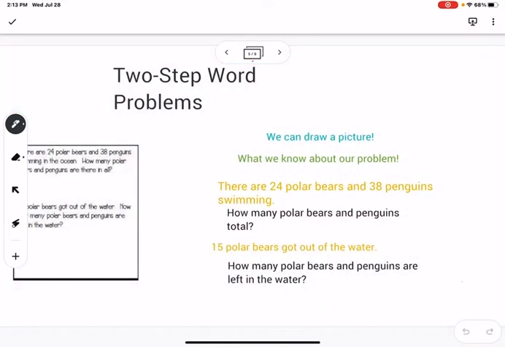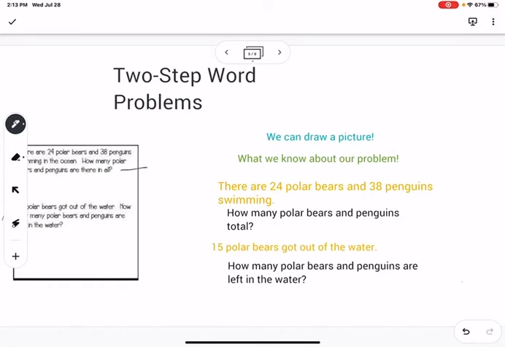Moving on to our two-step word problem. Part of our word problem is hidden by the stuff on the Jamboard, and I don't know how to move it. But there's another slide that has this problem on this side of our slide, so we'll be able to read it all there. Okay. So it says that there are 24 polar bears and 38 penguins swimming in the ocean. How many polar bears and penguins are there in all? So it's a two-step word problem.